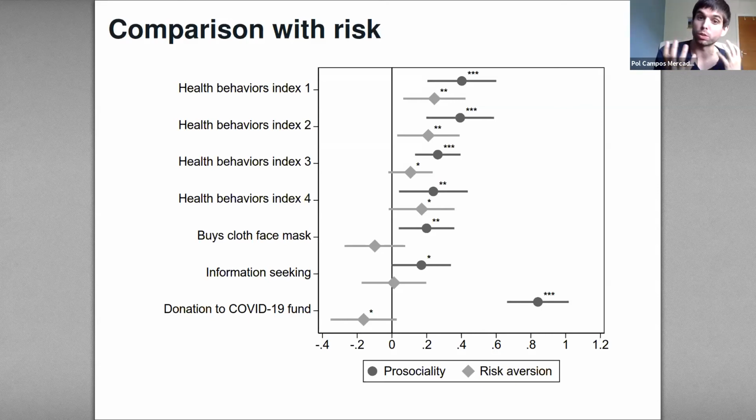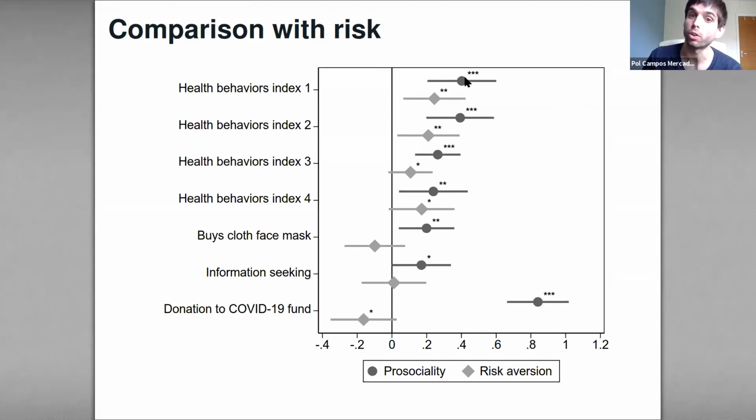So what we will try to do is to get an idea of how important this pro-sociality is. We will compare it to a measure of risk aversion. So we had a measure of risk aversion, which is similar to Gneezy and Potters', and which we gathered in a similar way to the pro-sociality one.